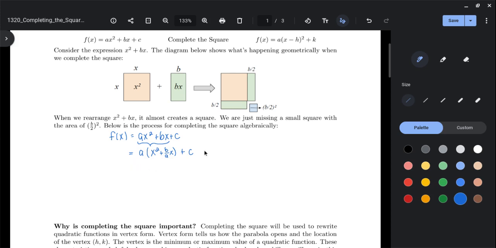The next part is we're going to add this missing square. That missing square, in this case, because we have b over a, would be b over 2a. We're adding a b over 2a squared in our parentheses.